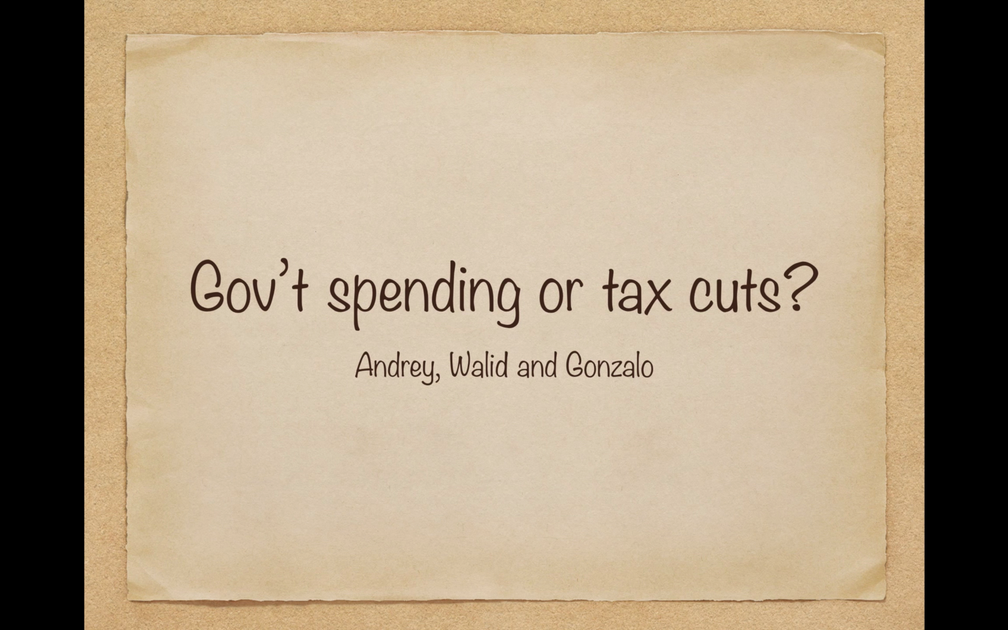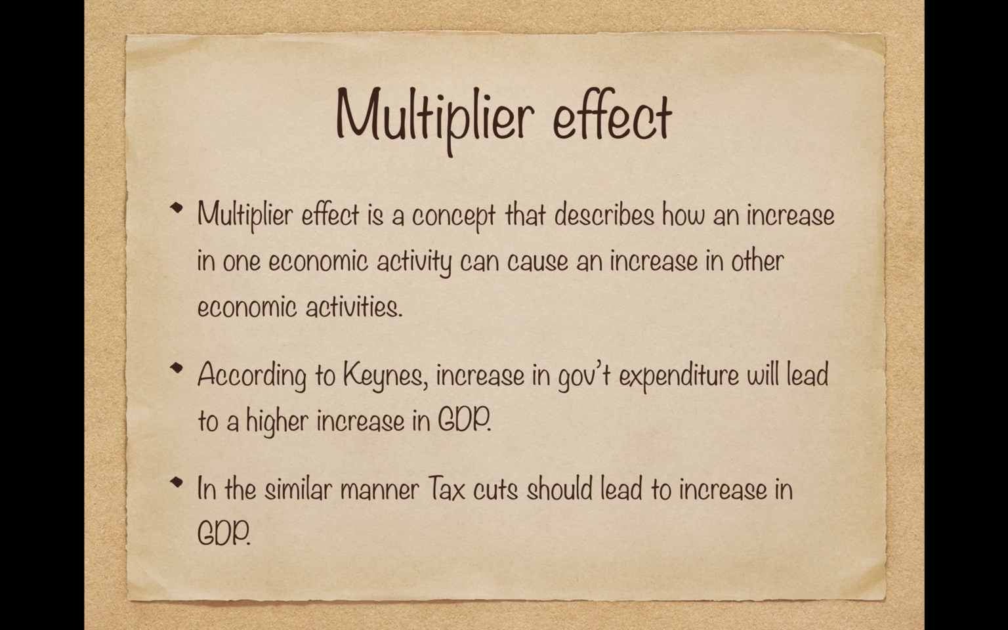So we're going to talk about the government spending effects on the economy and the tax cuts' effects on the economy. In order to understand this question, we have to understand the multiplier effect. The multiplier effect is a concept that describes how an increase in one activity in economics will lead to an increase in other areas of the economy. And the effect will not be proportional to the original increase, but higher than that.